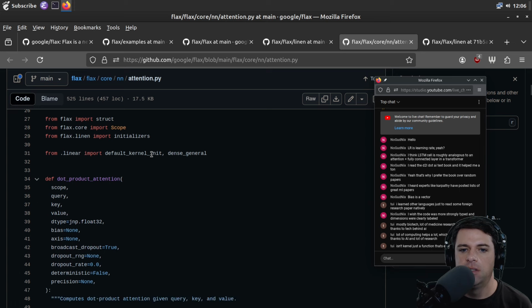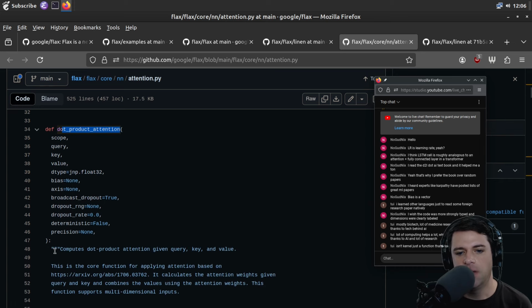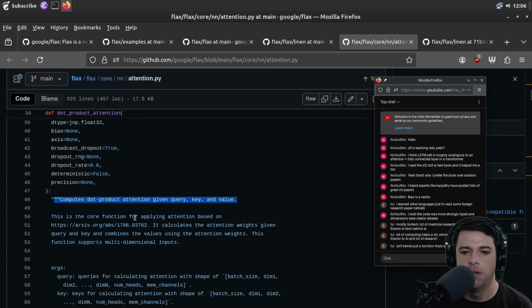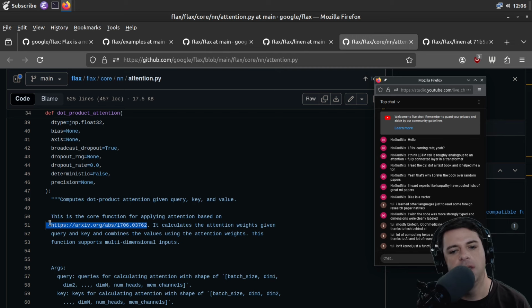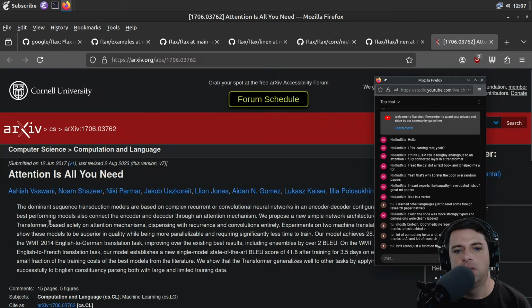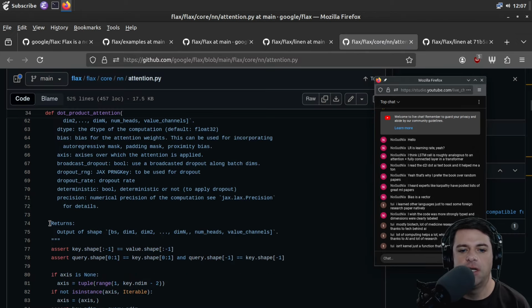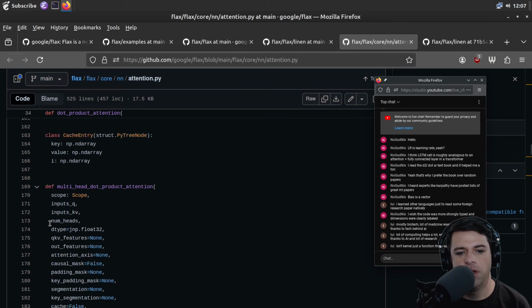Here's attention. This is dot product attention. I have read this paper. Computes the dot product attention given query, key, and value. This is the core function for applying attention based on, this should be attention is all you need. It calculates the attention weights given query and key and combines the values using the attention weights. Okay, so that's, yeah, attention is all you need. That's the standard attention thing, which I'm going to gloss over because we've been here a while.